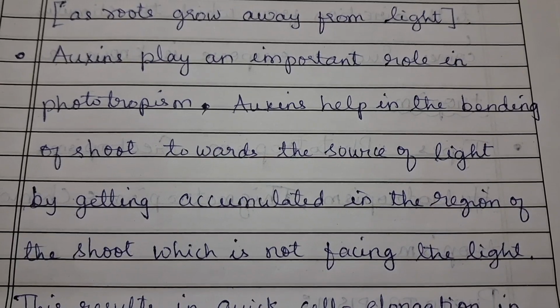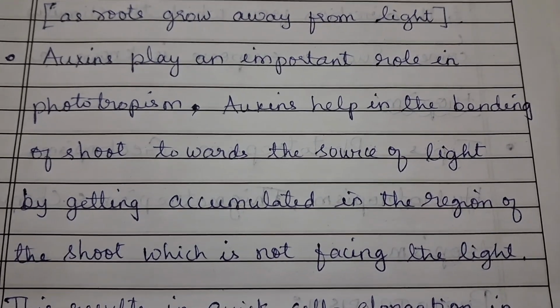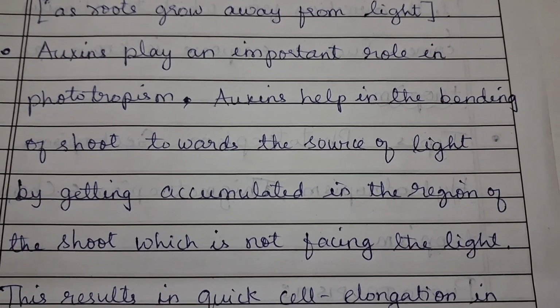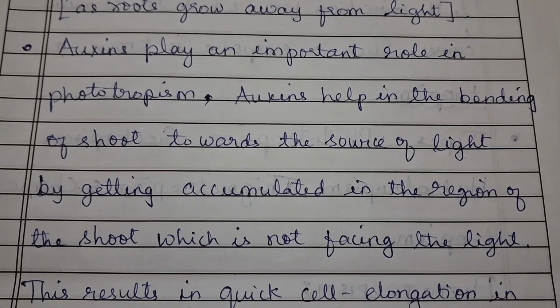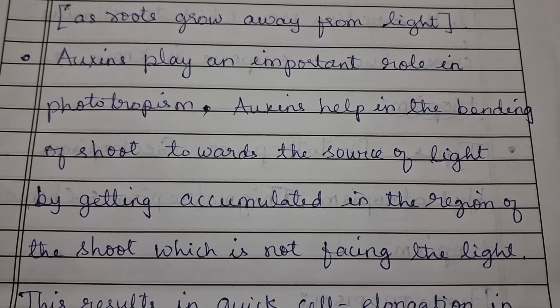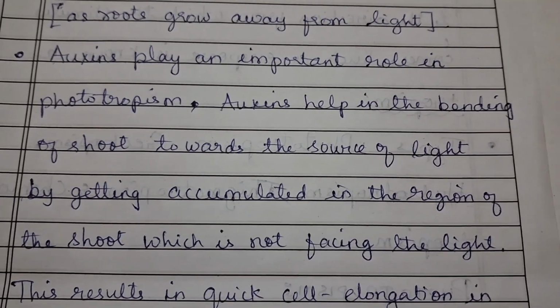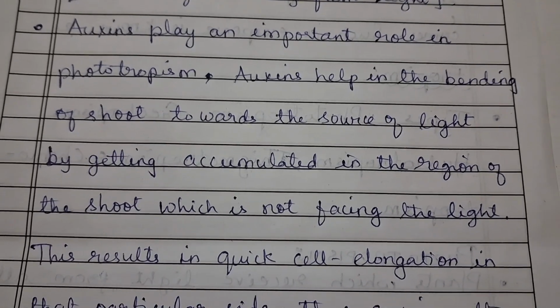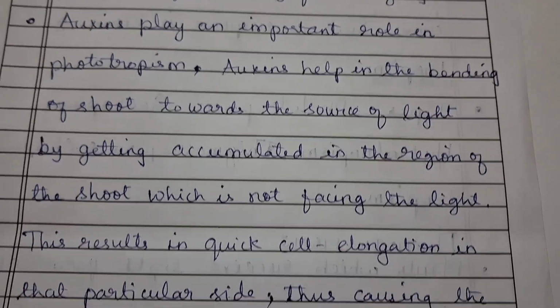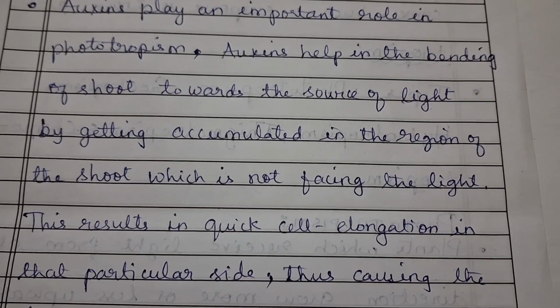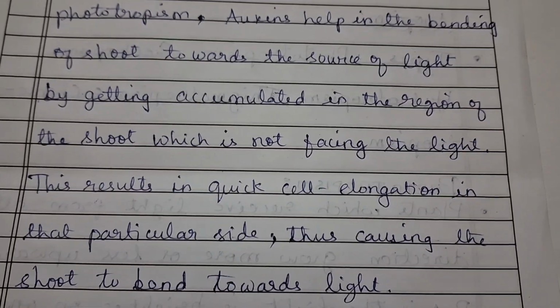Auxins play an important role in phototropism. Auxins help in the bending of the shoot towards the source of light by getting accumulated in the region of the shoot which is not facing the light. This results in quick cell elongation in the particular site, thus causing the shoot to bend towards light.